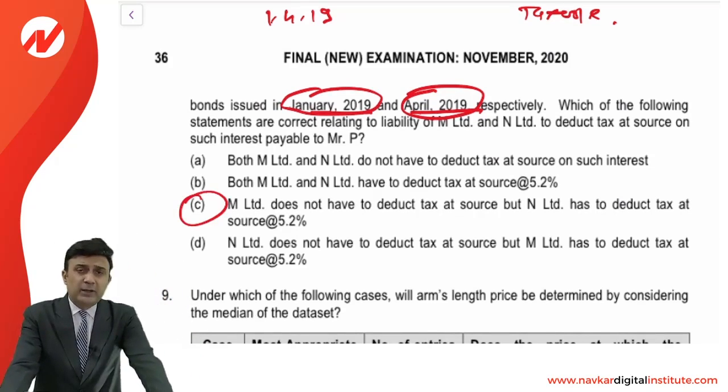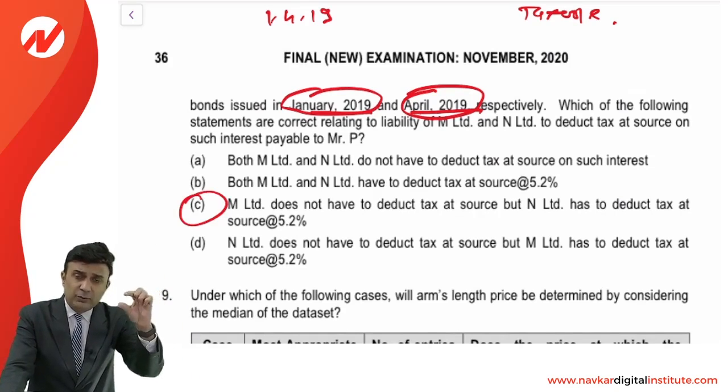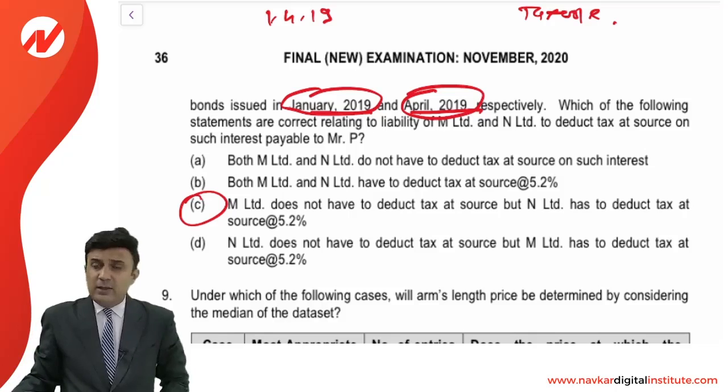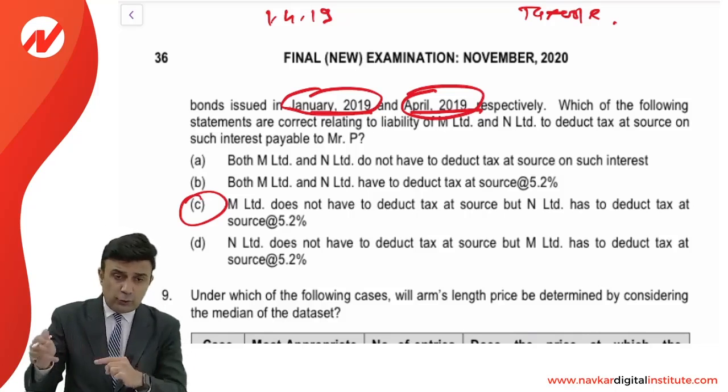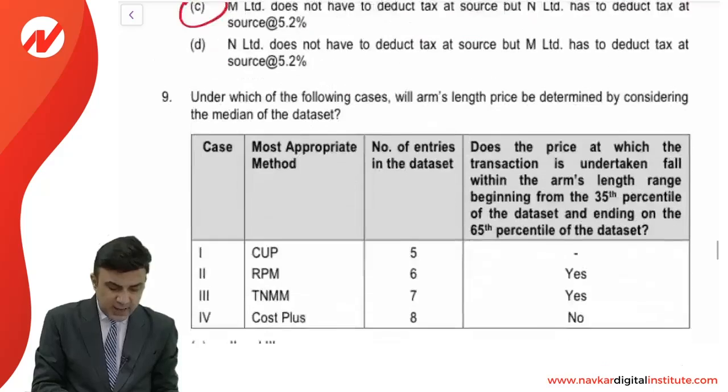M doesn't have to make the TDS because interest on the bonds issued by M is within the period for which the exemption was available, and hence there is no TDS requirement. But N has to make the TDS. Interest on the bonds issued by N is taxable.